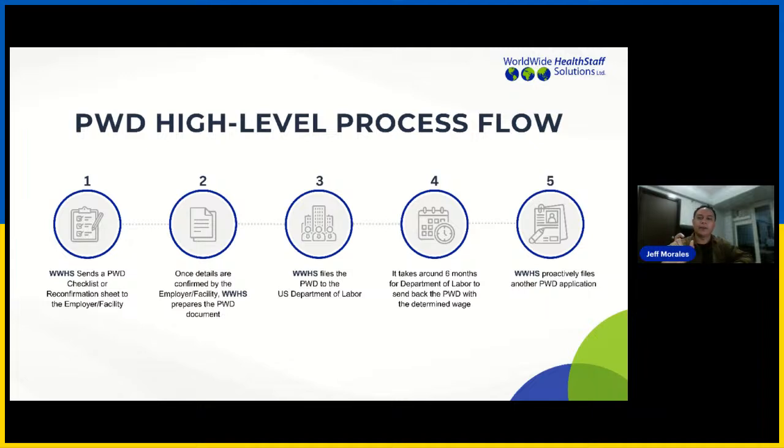On the last step, you'll see that we at Worldwide Health Hub Solutions proactively file all of these PWDs in a timely manner because they have their validity and they have their expiration date. And we will discuss that shortly.